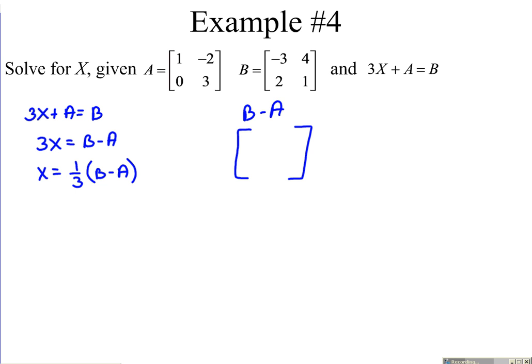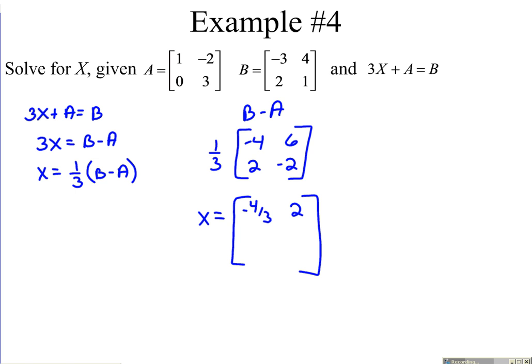Negative 3 minus 1 is negative 4. 4 minus a negative 2 is 6. 2 minus 0 is 2. And 1 minus 3 is negative 2. And now we need to take 1/3 times that. And that's what x is going to equal. So we end up with negative 4/3, 2, 2/3, and negative 2/3.